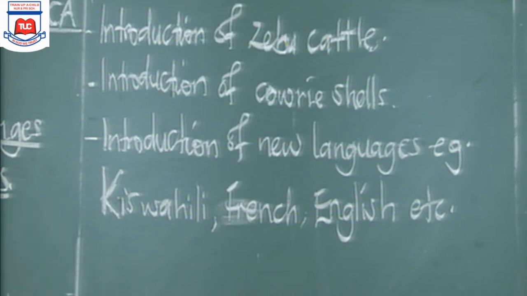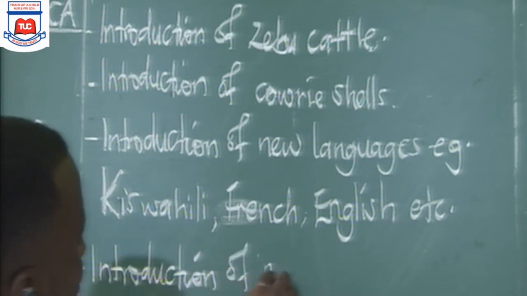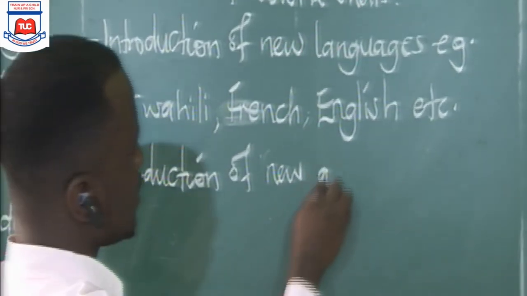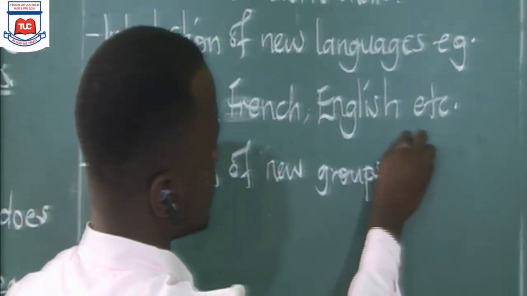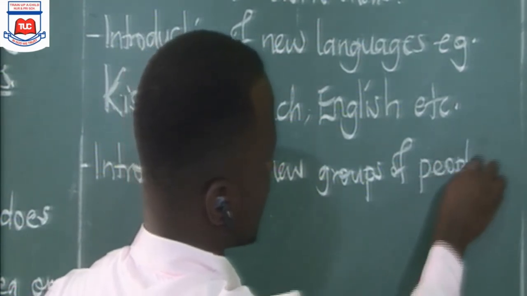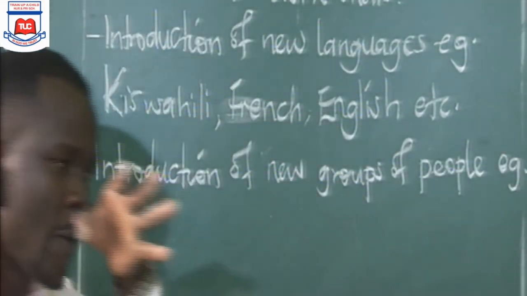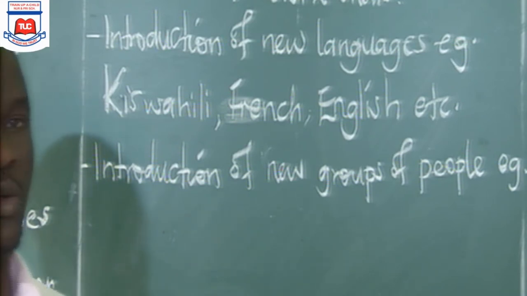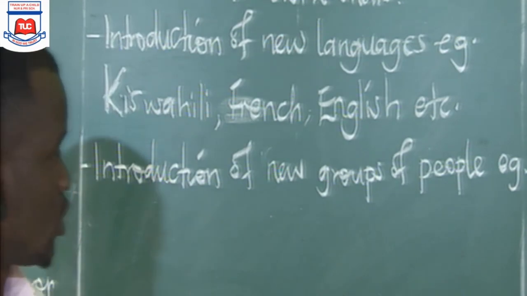Then, lastly, let me add introduction of new groups of people. For example, we shall find that when these people came, some of them intermarried with the Africans, and as a result of the intermarriages, they were able to give rise to a new race or a new group of people.